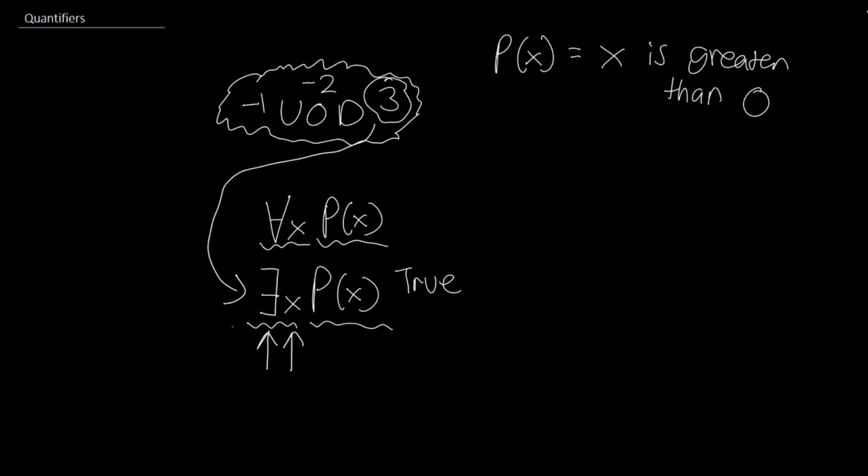While it is true for this case over here, it is false for this case because our universe of discourse includes negative numbers, and those are not satisfied. Remember, this one means that every single item in the warehouse has to satisfy px. So this right over here is false. Let's include a more complicated example.